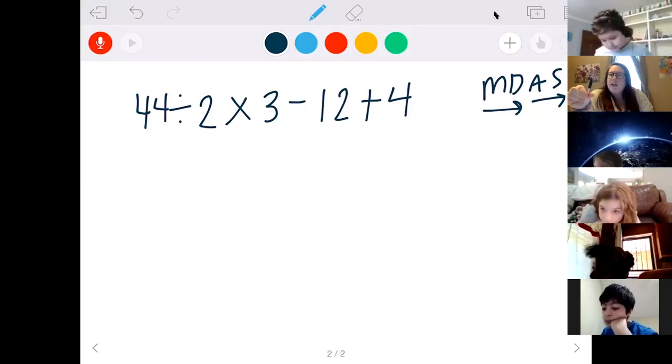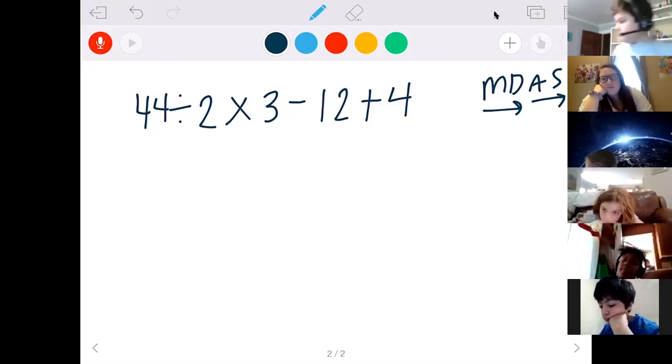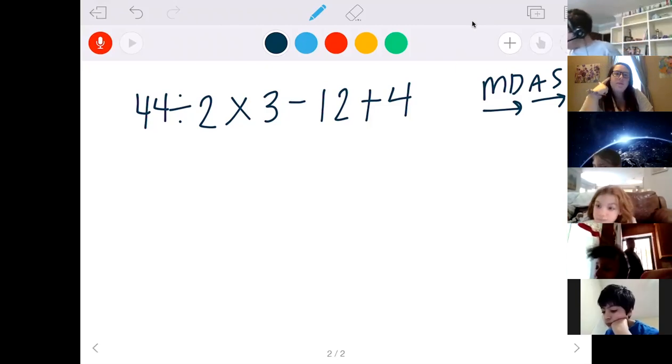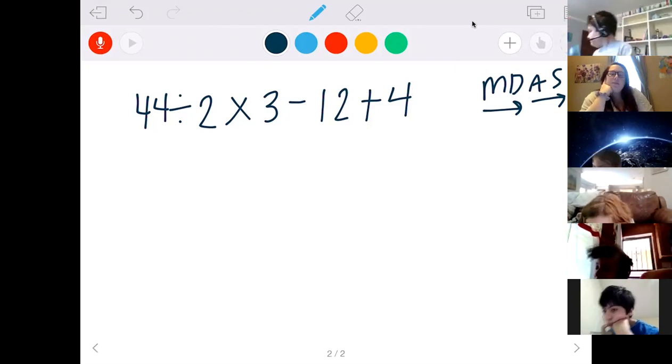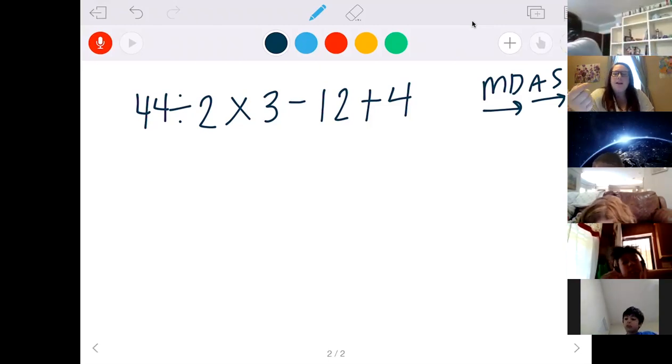I got a stylus, so you can have semi-neater handwriting from me. Remember, as you work, you do multiplication and division first, working left to right, then subtraction and addition, working left to right.